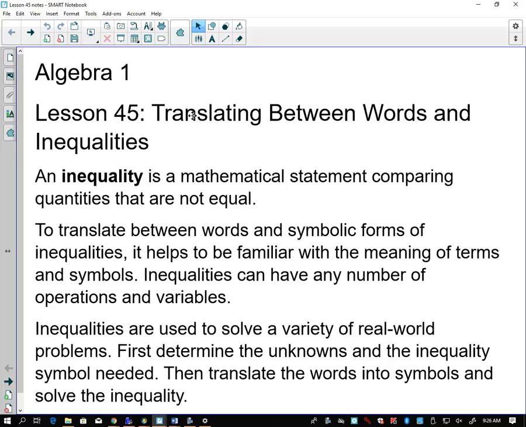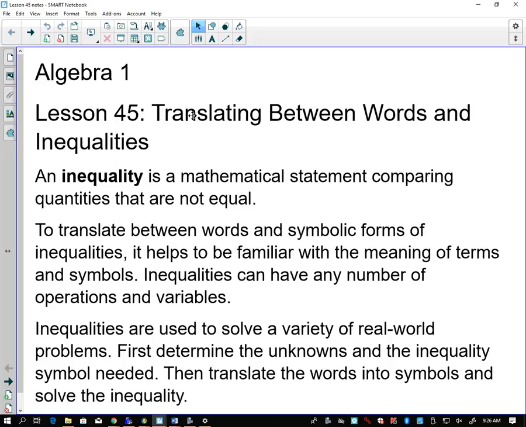We're saying that two things are not equal, right? Something is greater than something else. Something is less than something else. Does that make sense? Okay. It's a mathematical statement comparing quantities that are in fact not equal. They might be equal, right? We can say greater than or equal to, less than or equal to.